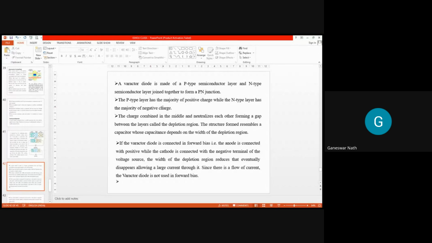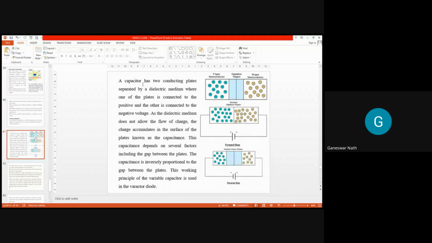Whatever I have written here, you can see a capacitor has two conducting plates separated by a dielectric medium, where one of the plates is connected to the positive and the other is connected to the negative voltage. As the dielectric medium does not allow the flow of charge, the charge accumulates on the surface of the plate, which is known as the capacitance. The amount of charge stored gives the idea of capacitance, or the basic concept of the capacitor. The same thing also happens in the case of variable capacitors.